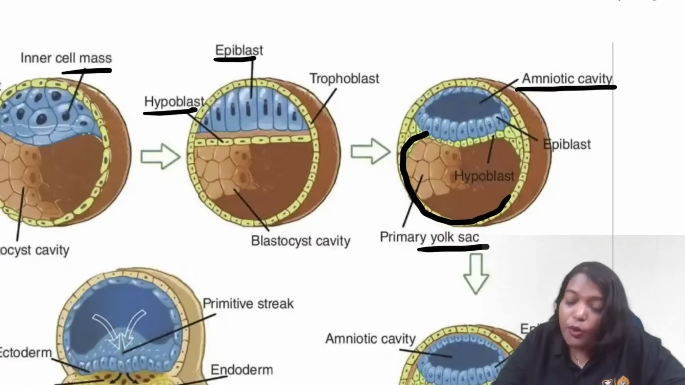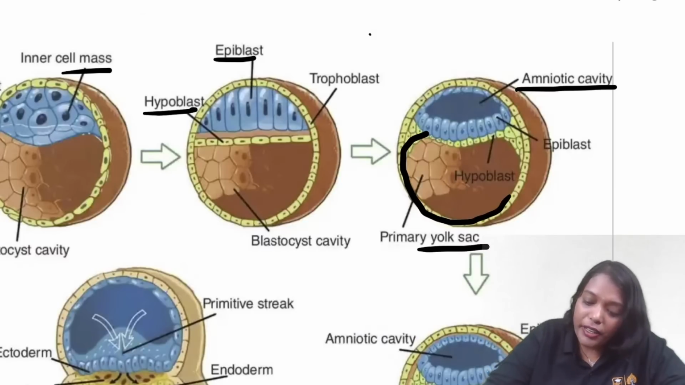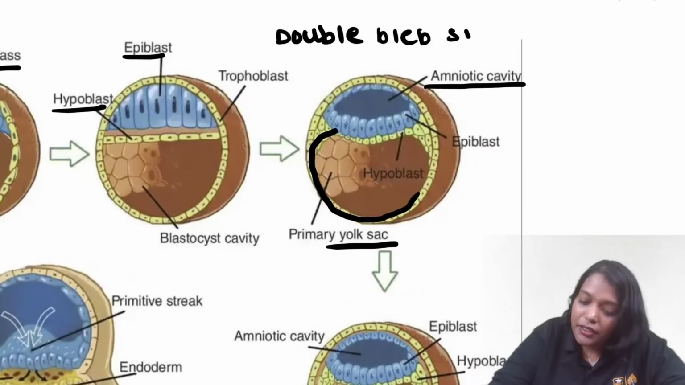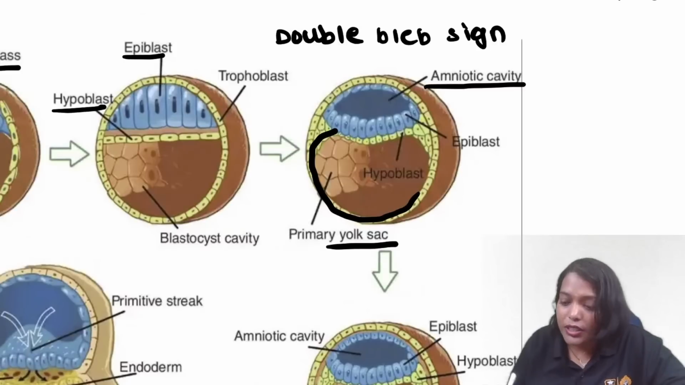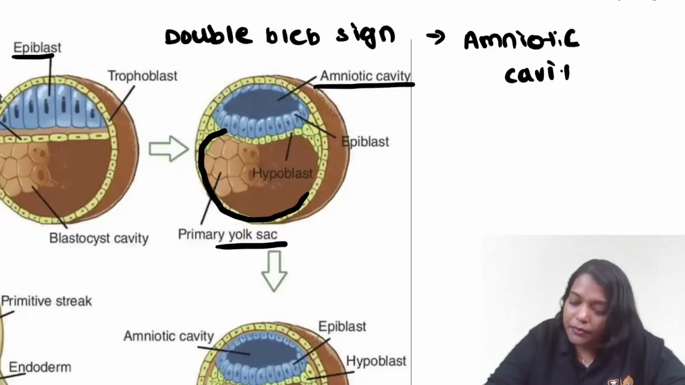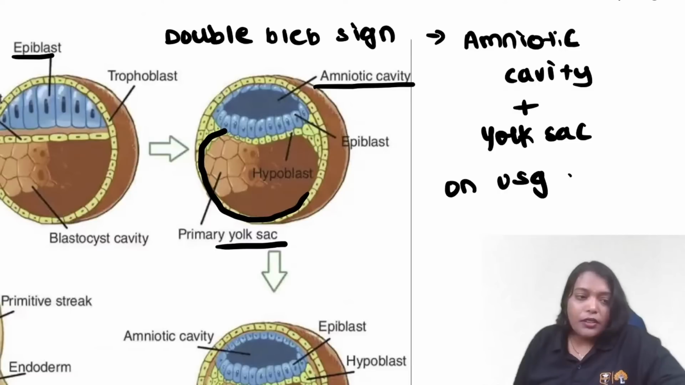The amniotic cavity and yolk sac, when you see them on a USG, will look like two blebs, and that is called the double bleb sign. This has been asked as an MCQ, guys. What forms the double bleb sign on USG? The double bleb sign is by the amniotic cavity plus yolk sac on USG.